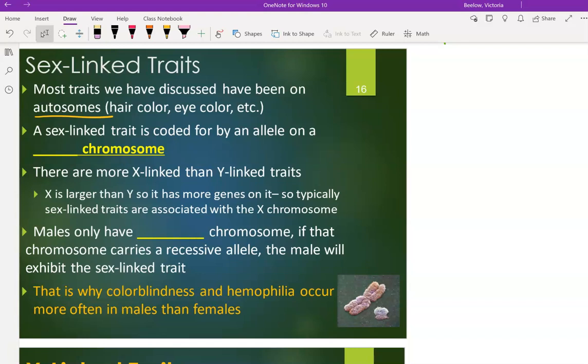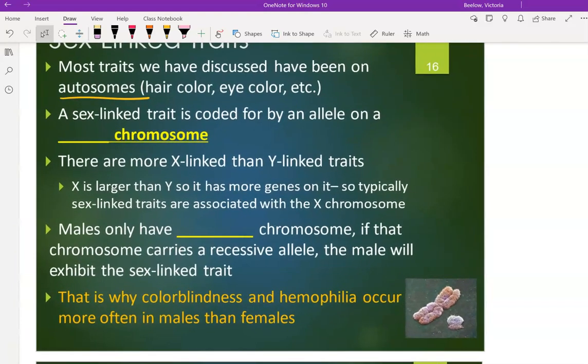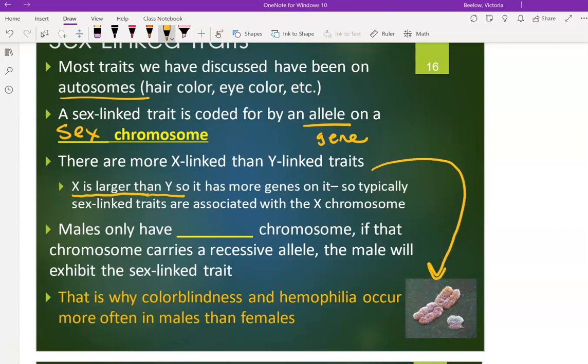A sex-linked trait is an allele, so some type of a gene, on a sex chromosome. Okay, so an allele or a gene. So there are more X-linked traits than there are Y-linked traits, just because the X, like I said, is so much larger than the Y chromosome. And you can see that here. This is the X chromosome. This is the Y chromosome. So there's more genes on the X chromosome.